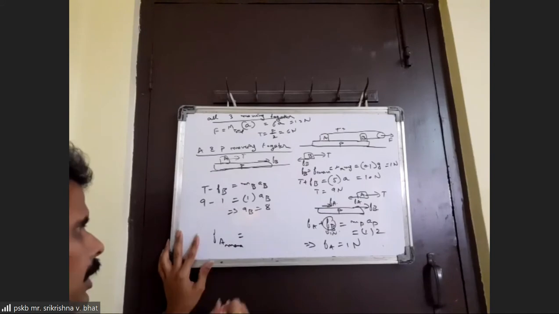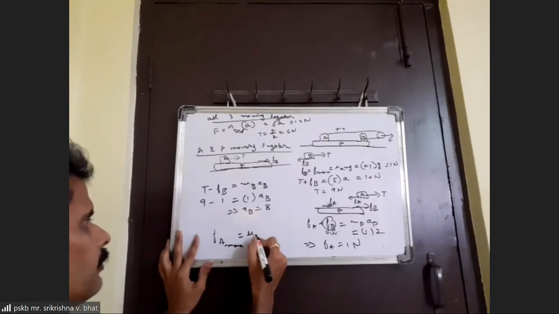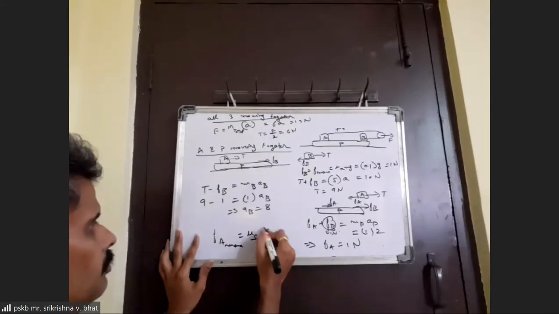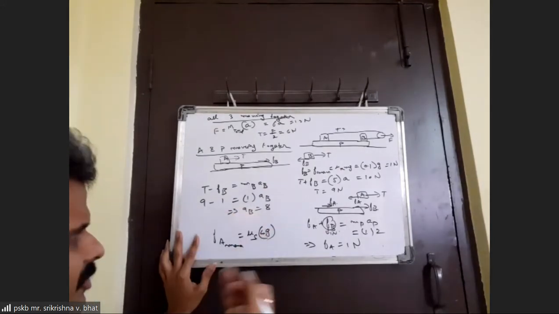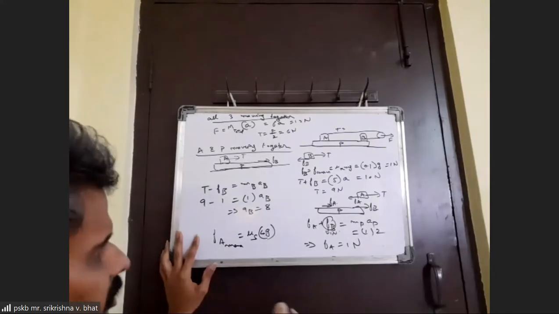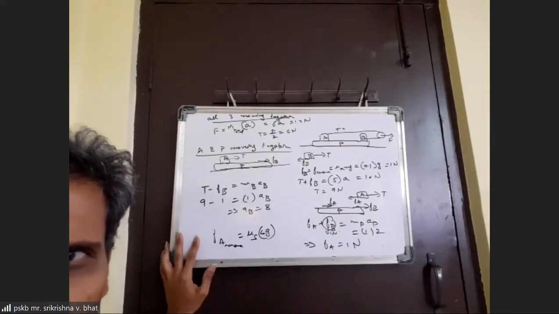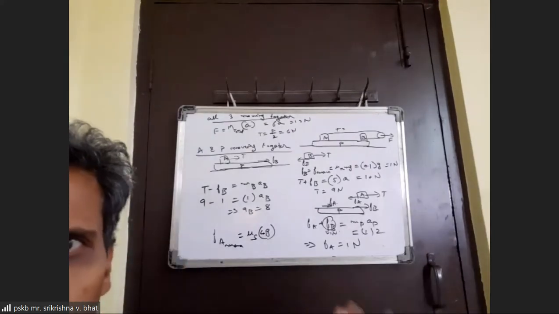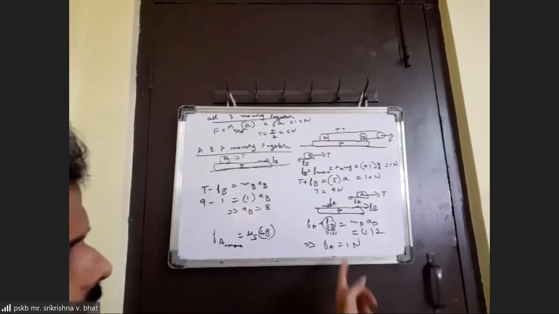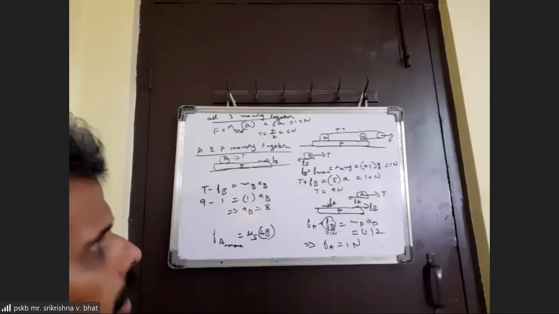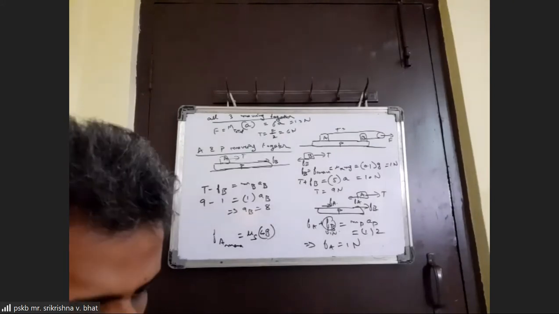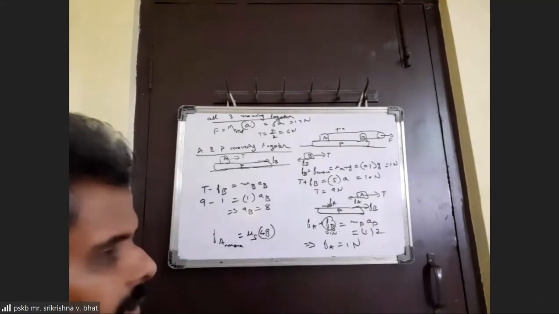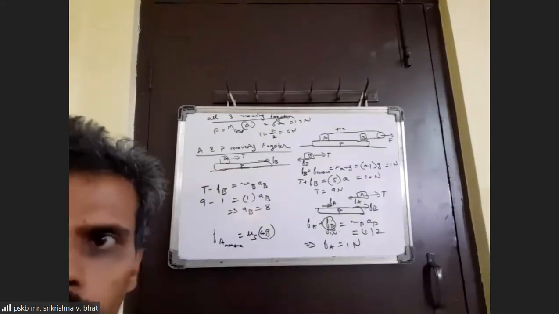Fa max over here will be mu S into 4G, which is 0.16 into 4G. If you do this, you'll definitely get something which is more than 1. You don't need to calculate, but it will come out to be more than 1. So clearly we got some value of friction force which is acting on A, which is less than the maximum force of friction on A. So therefore we can safely say that our assumption is correct in every respect.